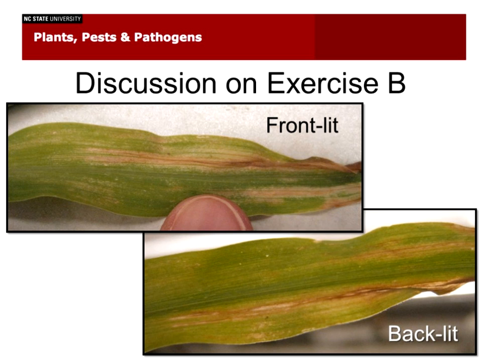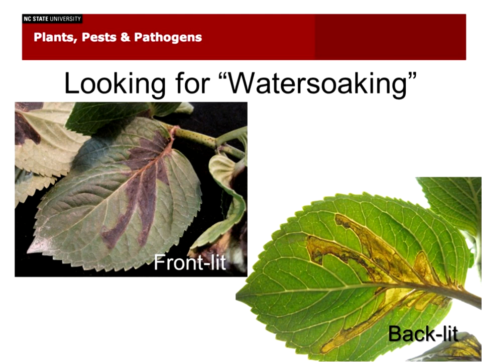What you're looking for in those cases, and this is a really dramatic example of it, here's not from vegetables, but a hydrangea leaf. The dark angular leaf spots are visible when the light is striking the leaf from above, and when you hold it up to the light, you can see how water soaked that tissue is. So that's a good possibility there that you've got some kind of a bacterial problem. So just another tip to look for.